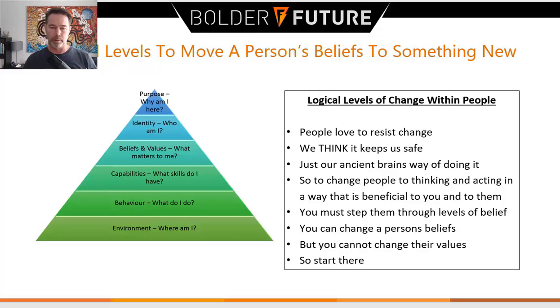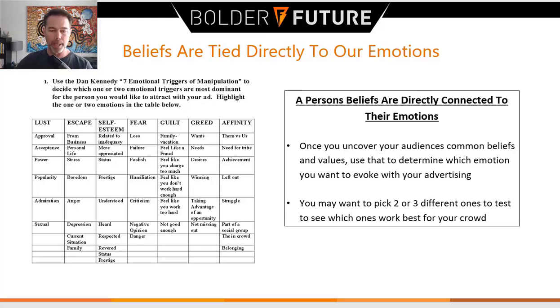So there's logical levels to move a person's beliefs. We are humans. We don't like to change. It's just not something we like. It's based on our caveman style brain that thinks it's keeping us safe. Change is something new and it could be dangerous. We love to resist change. We think it keeps us safe. It's just that ancient component of our brain doing it. But we have to overcome that. In order to do that, you have to step them through the levels of belief to that new belief point. All right, so start there.